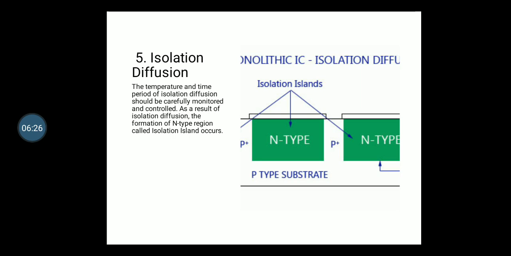The n-type islands under the SiO2 are completely surrounded by p-type regions. As long as the p-n junction between the isolation islands is held at reverse bias, with the p-type substrate held at a negative potential with respect to the n-type isolation islands, these regions are electrically isolated from each other by two back-to-back diodes, providing the desired isolation.